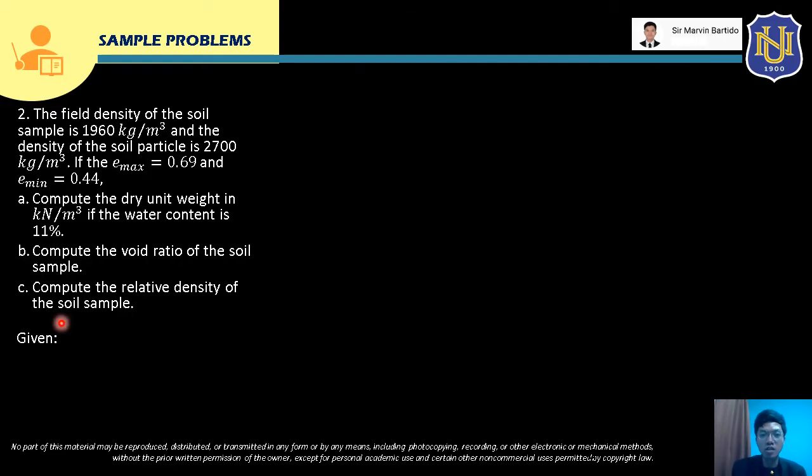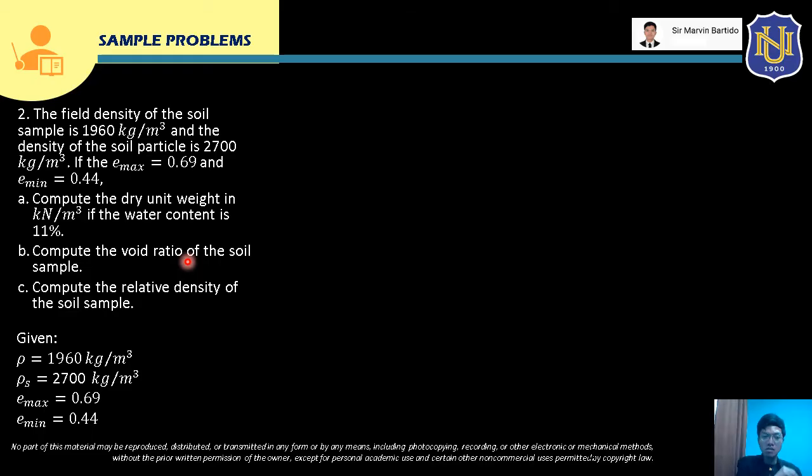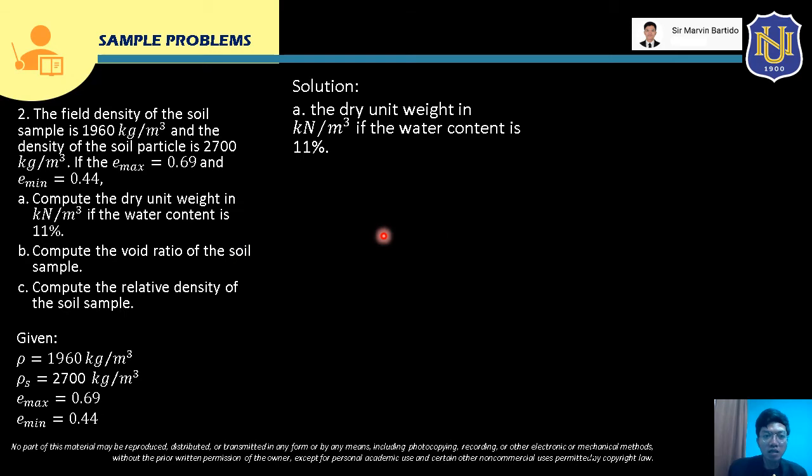Okay, so for our given here, class, the field density, that is the moist density, is equal to 1,960 kilogram per meter cube. And then the density of the soil particle, so that is for the soil particle alone, is 2,700 kilogram per meter cube, no? And then for the e sub max, that is 0.69, and then e sub min, that is 0.44. Okay, plus from here, for letter A, compute the dry unit weight in kilonewton per meter cube.